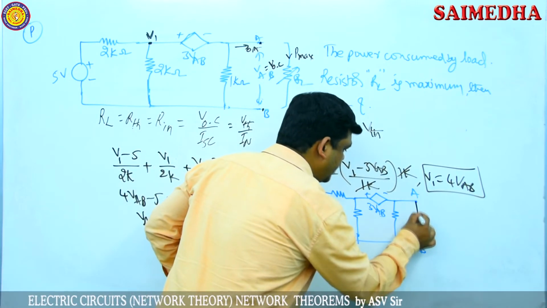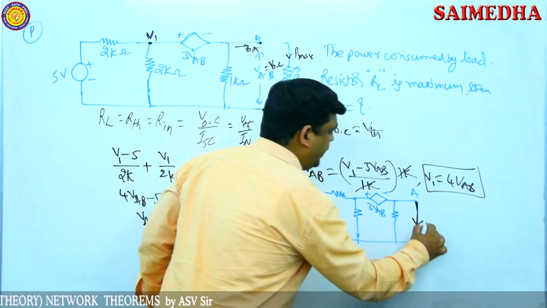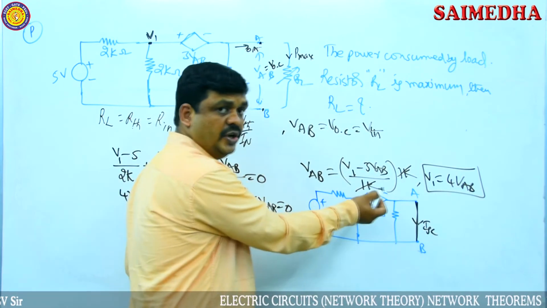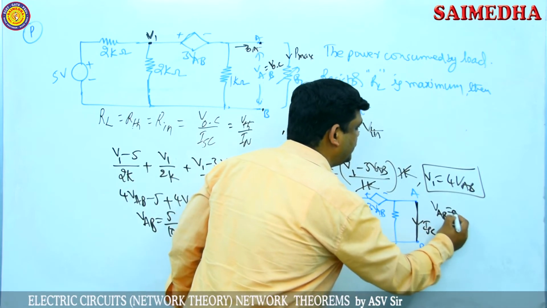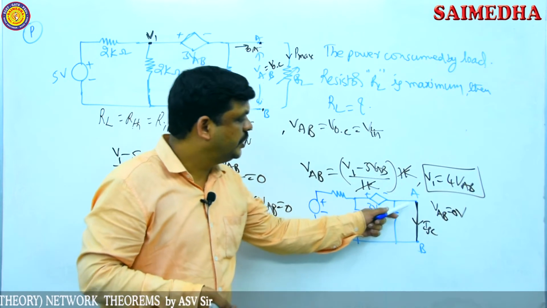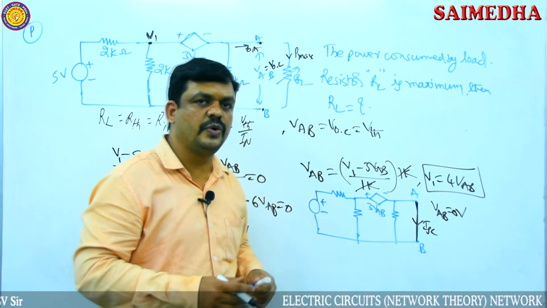Find the current through this branch, the short circuit current. That current is like this, so this is ISC. If these two terminals, A and B, are short circuited, then VAB becomes 0 volts. Short circuit voltage is 0. So with the A and B terminals short circuited, VAB becomes 0 volts.